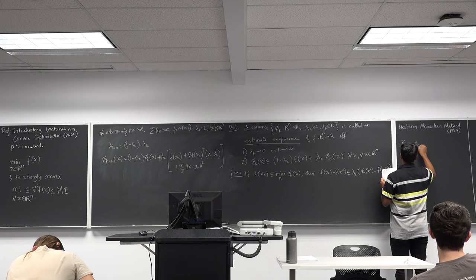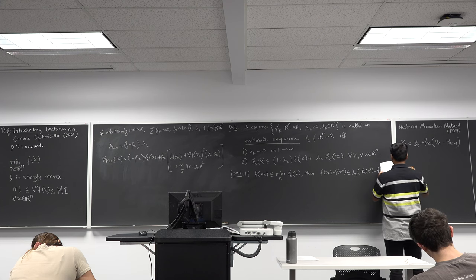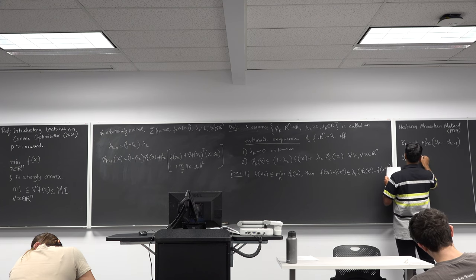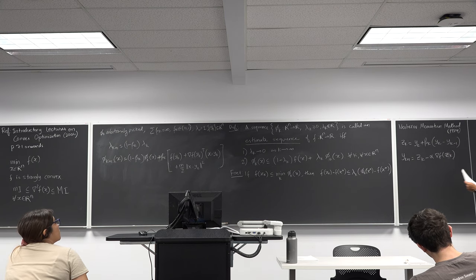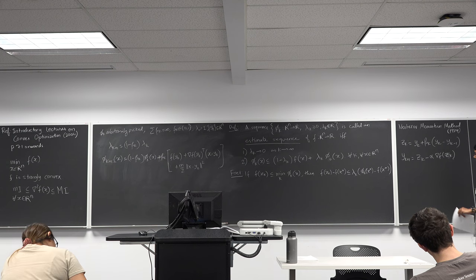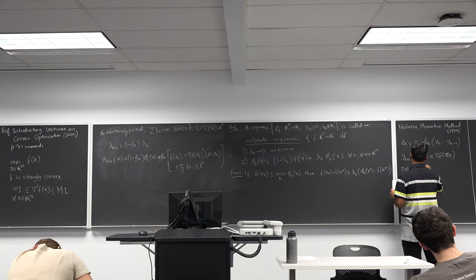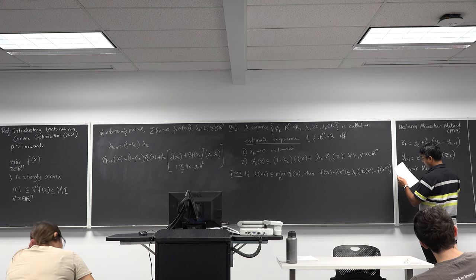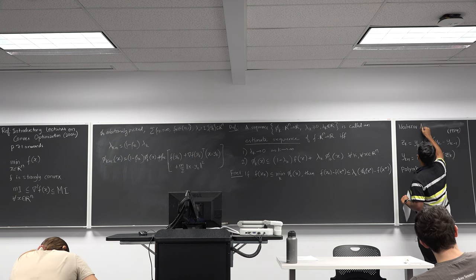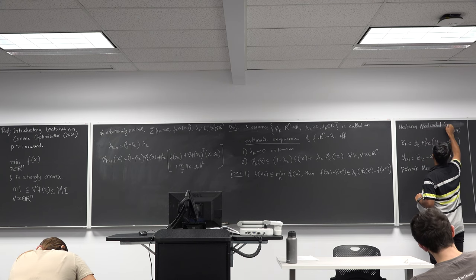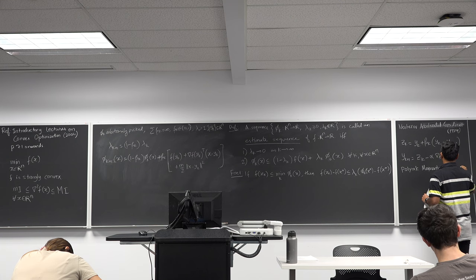zk equals yk plus beta k times yk minus yk minus 1. And then Polyak momentum. Nesterov accelerated gradient, sorry, not momentum, but accelerated gradient. Polyak momentum method.